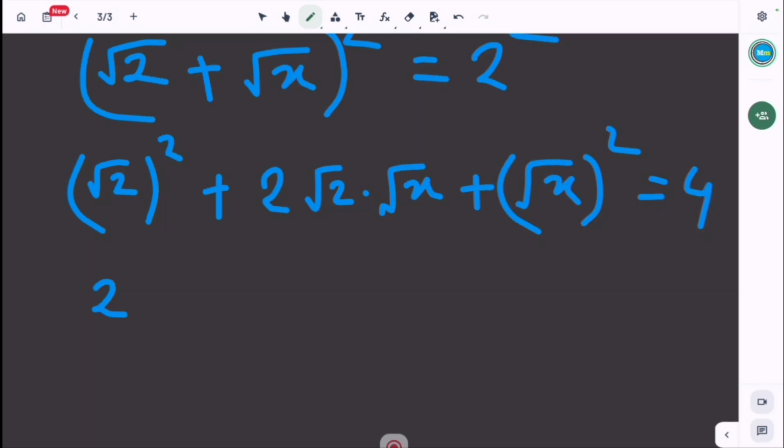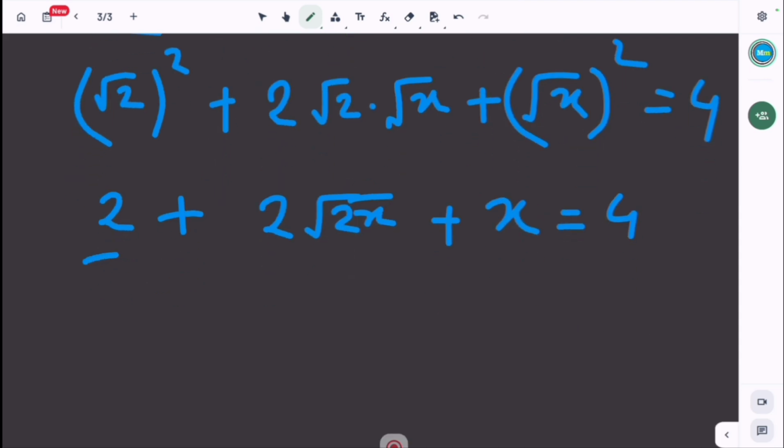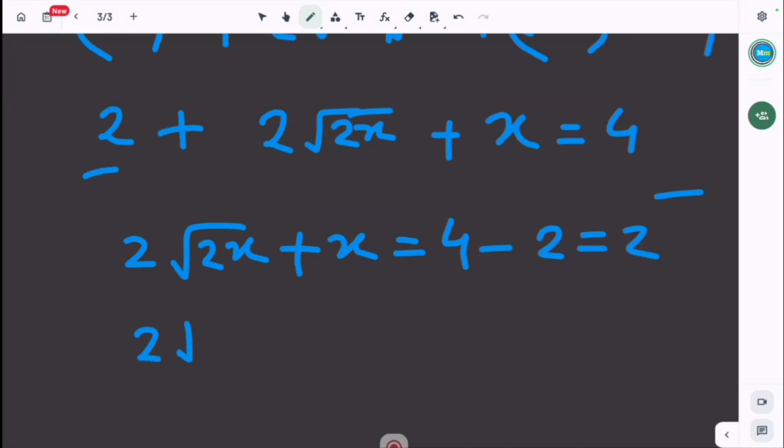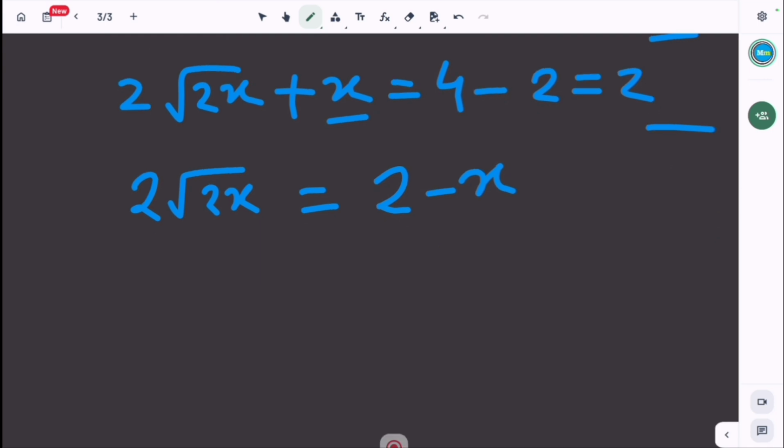Root 2 square is 2, plus 2 root 2x plus x equals 4. This 2 goes to this side, so 2 root 2x plus x equals 4 minus 2, equals 2. This x also goes to this side: 2 root 2x equals 2 minus x, then root 2x equals (2 minus x) by 2, again squaring both sides.